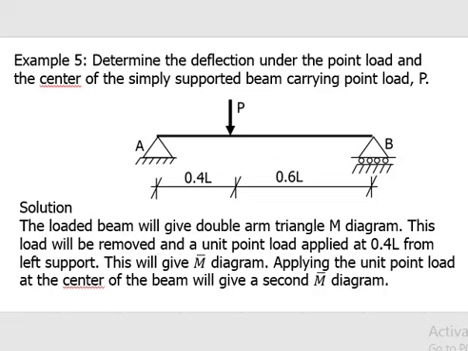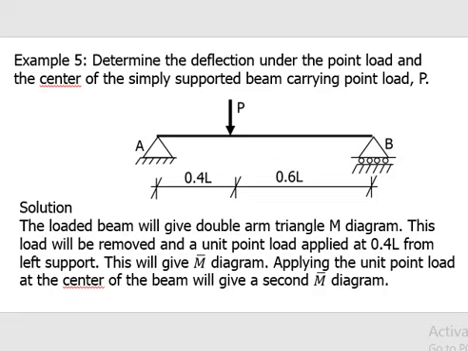This is due to the applied load. Then that load has to be removed and a unit point load introduced on that beam. It will still give us another diagram, in this case M bar diagram.